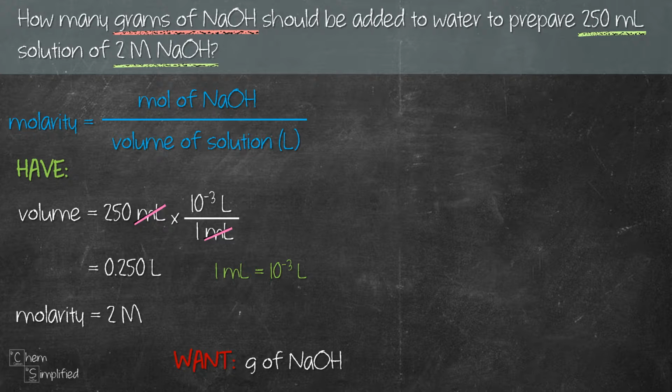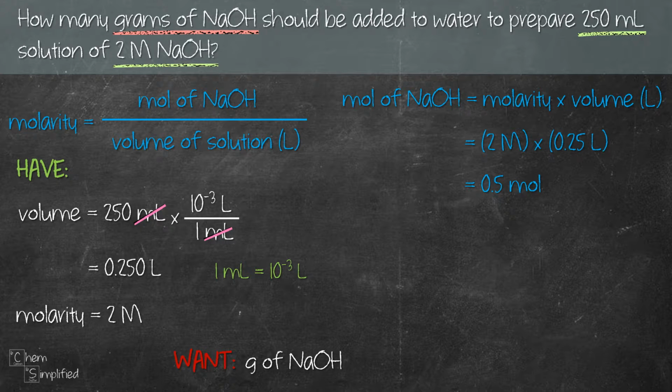Since we have the molarity and volume, let's go ahead and rewrite our molarity formula to give us moles of NaOH. We plug in the molarity and volume that we have, and that's going to give us 0.5 mole. From the moles that we've just found, we're going to use that to find the grams of NaOH, which is what the question asks us to find.